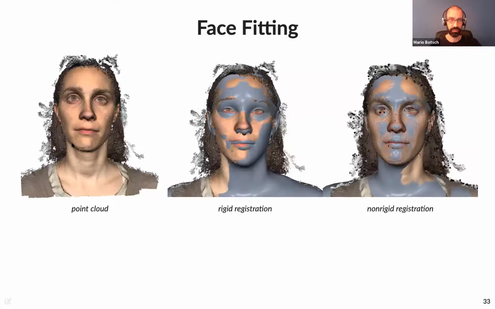So for the point cloud that we get from the face scanner, we take the model that we reconstructed so far, where the face is okay-ish, but not really super accurate. We do a rigid registration of this model to the face scan, and then do this fine scale non-rigid registration to get a more accurate geometry of the face.